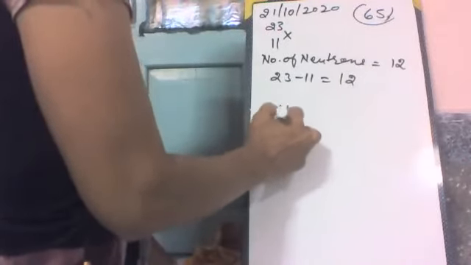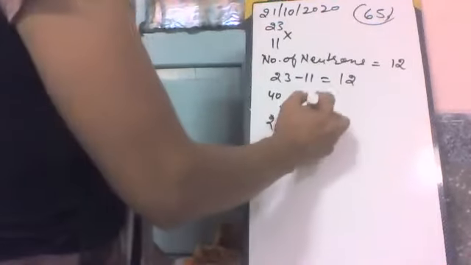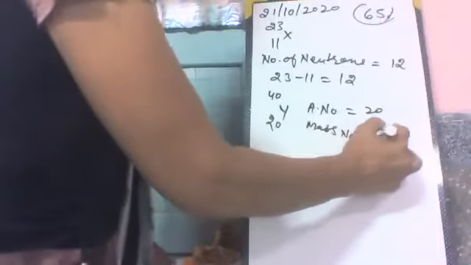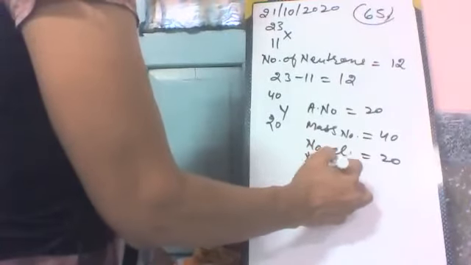Atomic number 20 and mass number 40. Atomic number is? 20. Yes. Mass number? 40. Then number of electrons? 20. Number of protons? 20. Then what will be the number of neutrons? 20. Yes, 40 minus 20 equals 20. These are the answers of this question. Now match the following.